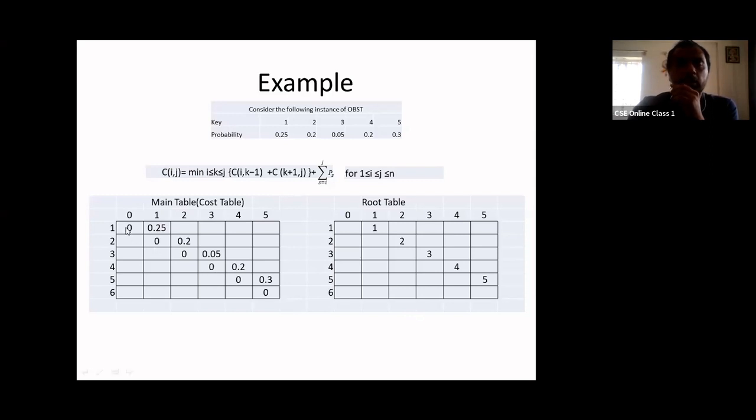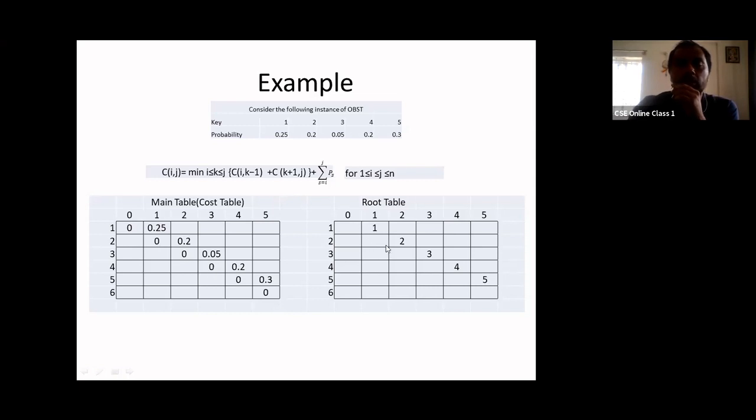Initially, if it is 5 keys, it will be a 6 cross 6 matrix, where the columns will be running from 0 to 5 and rows will be running from 1 to n. The same way in the root table. And the principal diagonal here is 0. The reason is 1 to 0. We cannot have keys starting from 1 and ending at 0. Keys have to be in an incremental fashion. So therefore, there is no option for us to construct a tree, and its optimal value remains as 0.